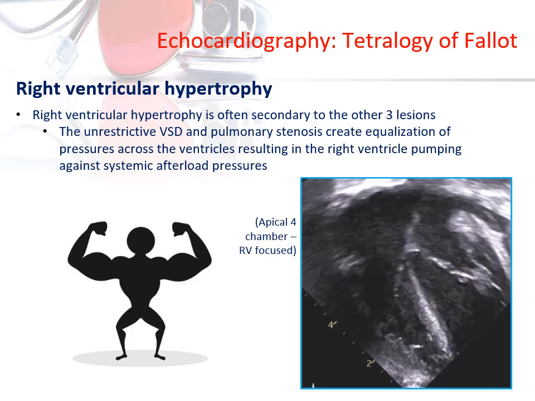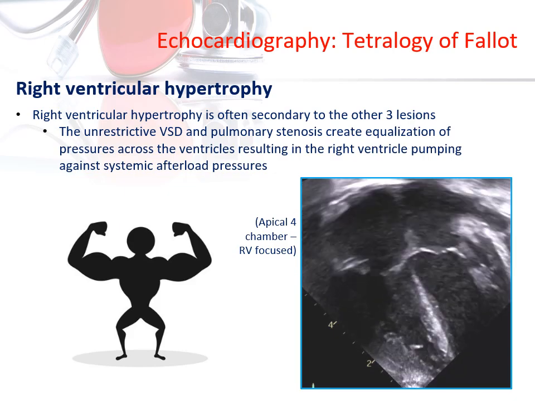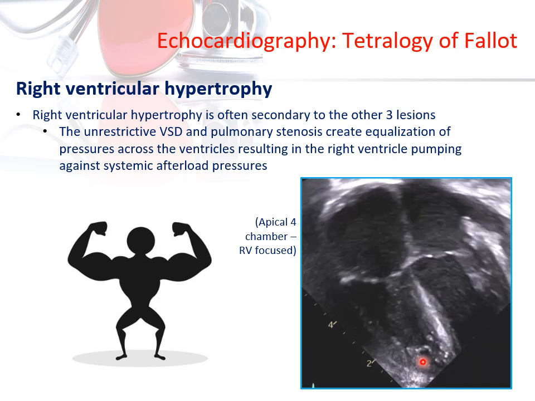And lastly, we have right ventricular hypertrophy, or RVH. RVH is often secondary to the other three lesions. The unrestricted VSD and pulmonary stenosis create equalization of pressures across the ventricles, resulting in the right ventricle pumping against systemic afterload pressures. And that then, of course, results in hypertrophy, which you can see right here.